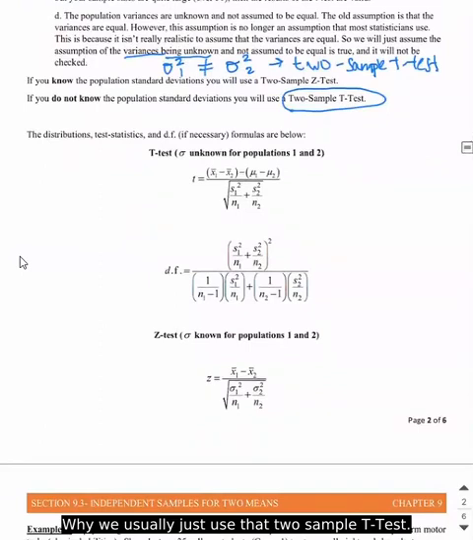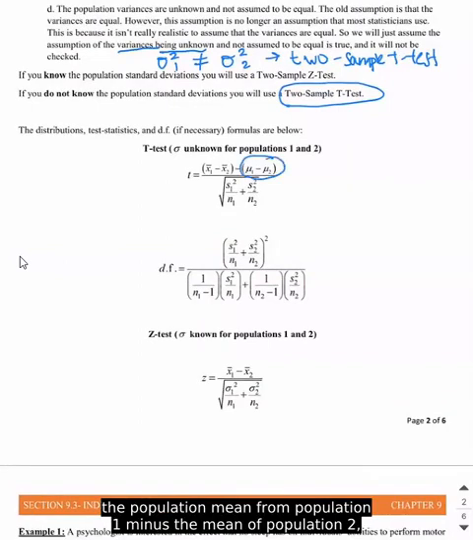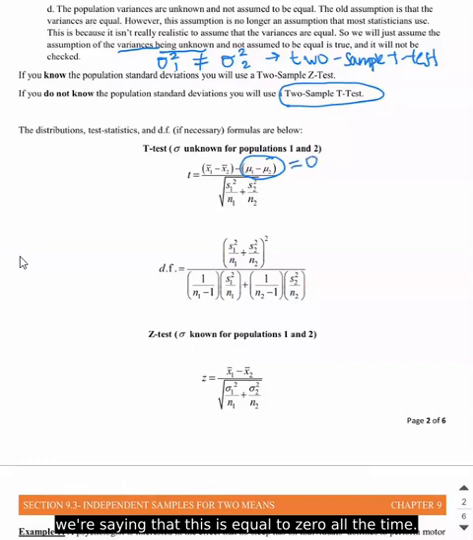The distributions, test statistics, and degrees of freedom, if necessary, formulas are below. I did list out the formulas. We're going to have our calculator do this rather than by hand, but they are here in case you need them. You can see it looks similar to what we saw before. The biggest thing to remember is this piece here: mu, the population mean from population 1 minus the mean of population 2, we're saying this is equal to 0 all the time. We're saying that there's no difference.